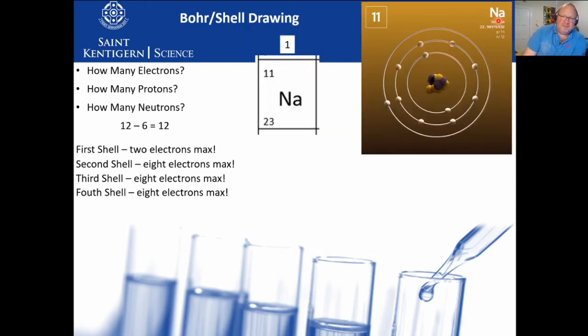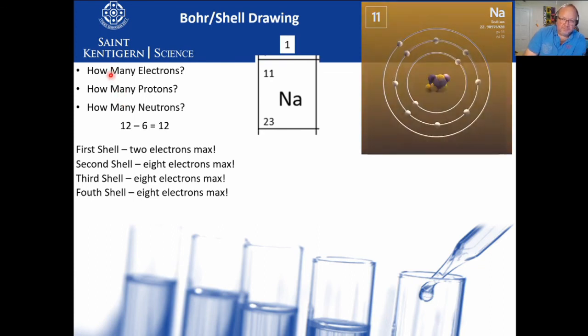Here we have sodium. Sodium loves to explode. I showed you that photo on the pond. Sodium is in group 1. In group 1, how many electrons in the outer shell? 1. How many in the first shell? 2. And then how many in the next one? 8. If you wanted to count them, you could.